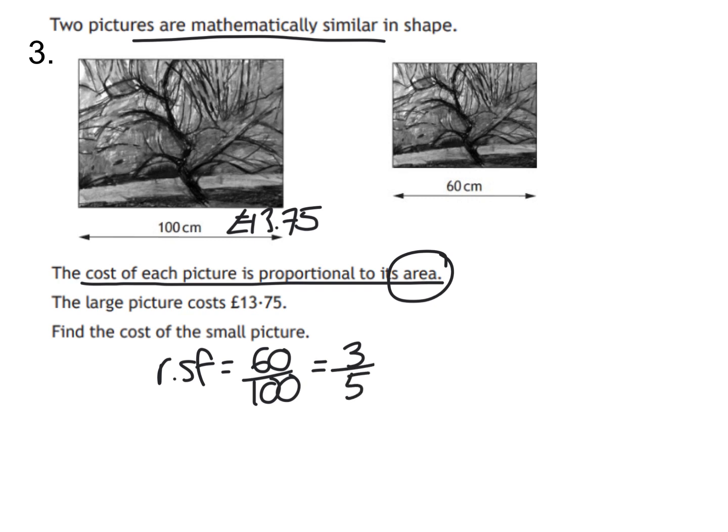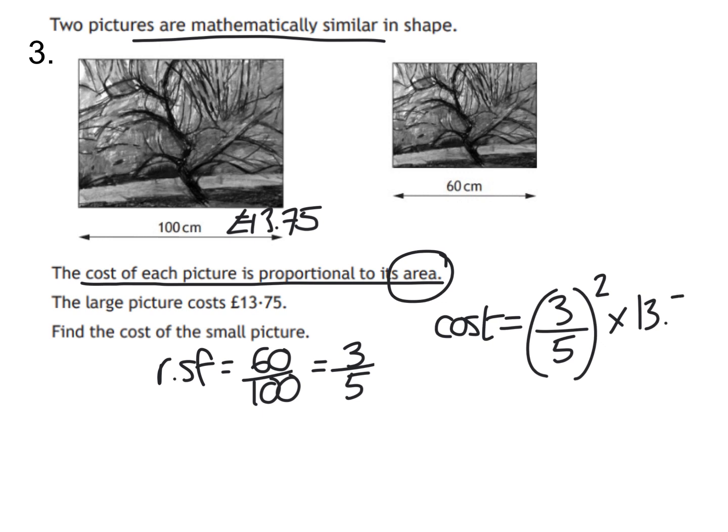And then we would say that the new cost is 3 over 5 squared times 13.75. And this would definitely be a calculator paper. So if you type that into your calculator, it gives you an answer of 4.95. So the cost of this smaller picture would be £4.95.